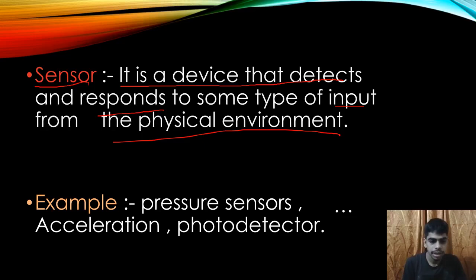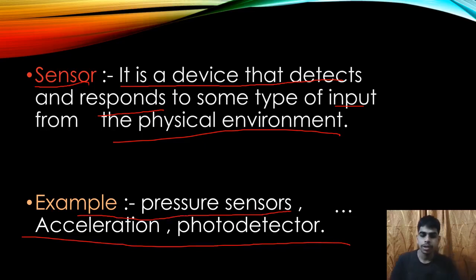For example, you can see here pressure sensor, acceleration, photo detector. You can find so many such applications in day-to-day life. A pressure sensor is something that can measure the pressure in a volume of liquid or gas. Acceleration: suppose you take your mobile phone, you can rotate the screen horizontally and vertically. It all comes under the acceleration sensor. And a photo detector can measure the beam of light from the target or point of view. So you can find so many sensors.